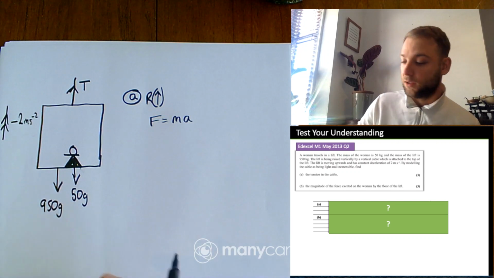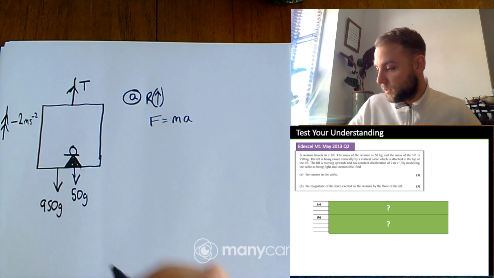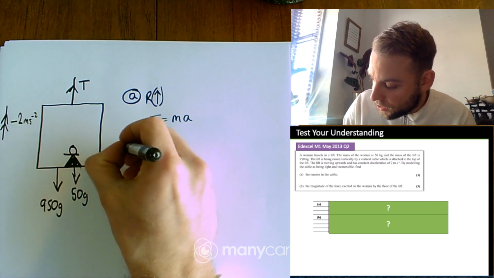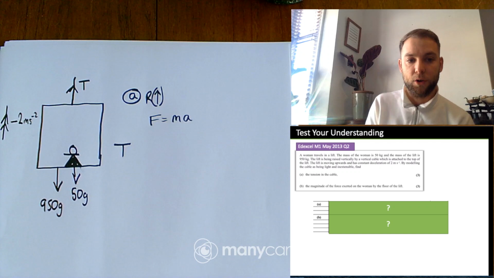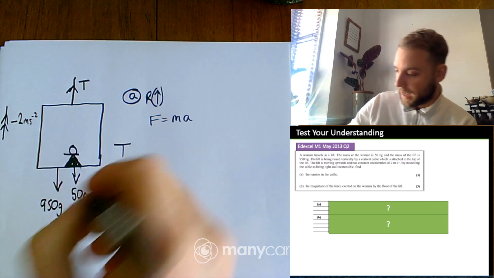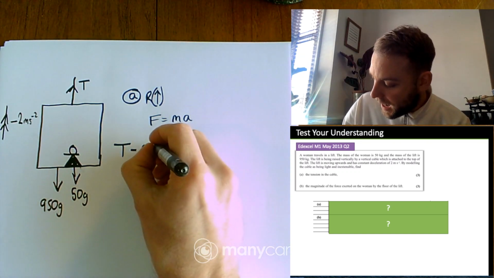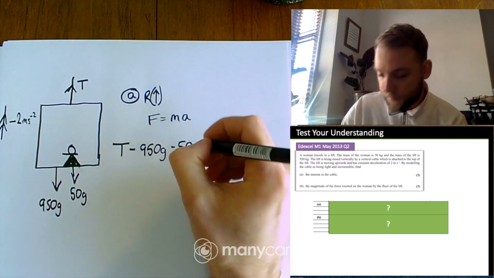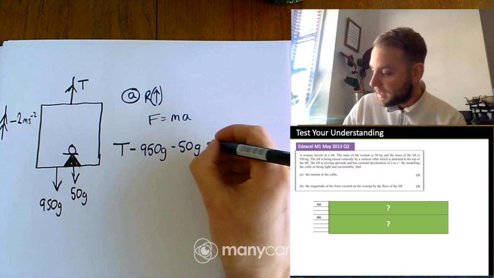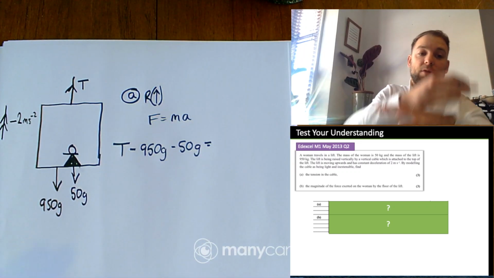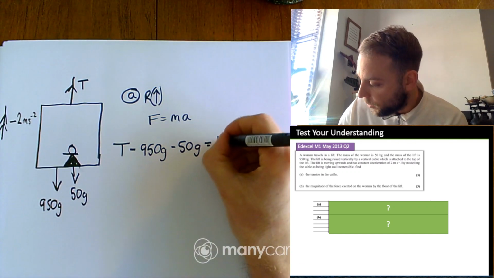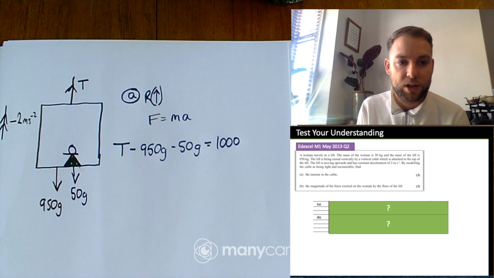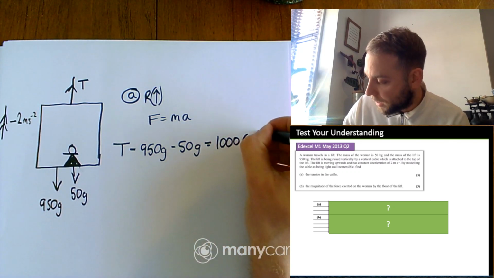So what forces are acting on all of this? So the forces which are acting on all of this, what's pulling it up? The thing which is pulling it up is this tension here. So that's acting up. What's pulling it down? What's holding it down? Well, minus 950g minus the 50g as well is equal to the mass, which is the mass of all of these together, which is going to be 1,000 times by the acceleration, which in this case is equal to minus 2.